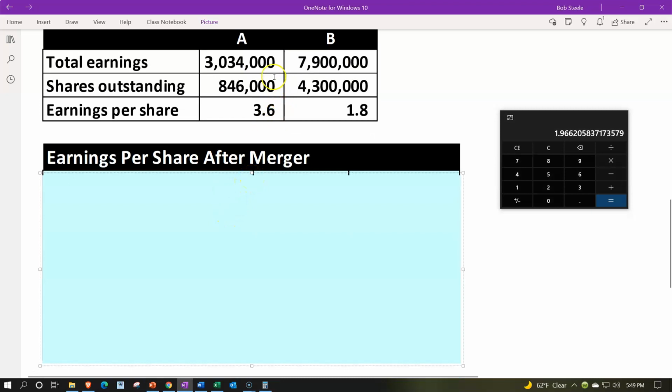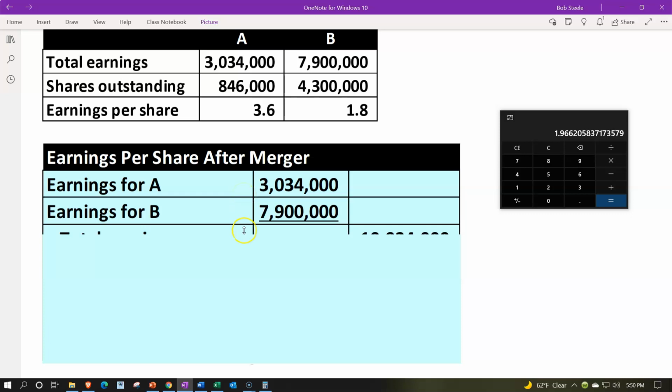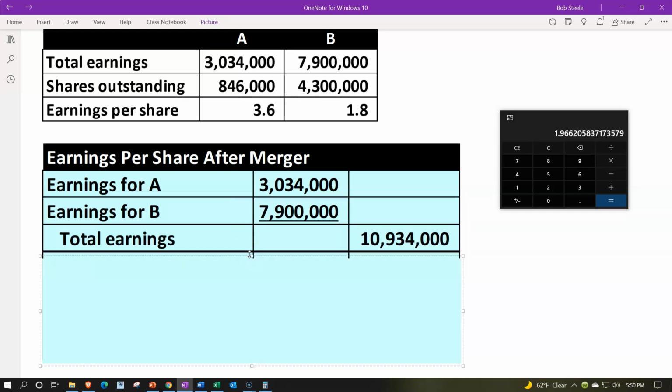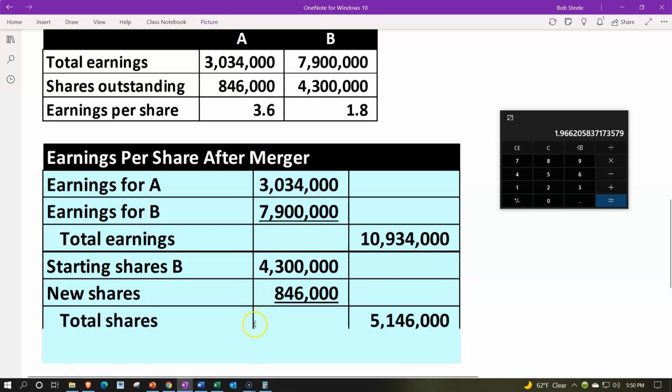So once again, the earnings would be going up. We would be combining the earnings together, which would increase the earnings per share calculation. But if paid for with stock, you would see a decrease in the earnings per share for the more shares that would be outstanding. So we combine them together, earnings for A, earnings for B. If they were to merge or be acquired, we'd have 10,934,000, and then the shares outstanding started at 4,300,000. Plus, we're going to assume B issued 846,000 more shares in order to exchange for A's shares for the acquisition. That was basically the cost.